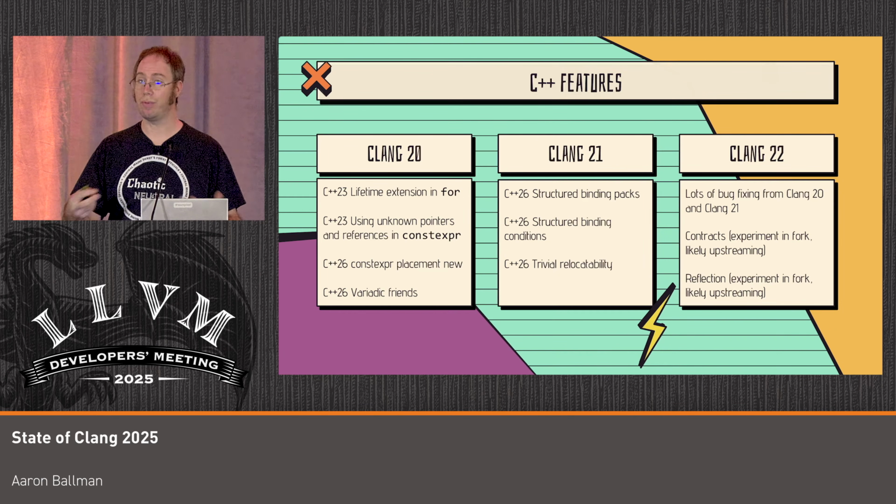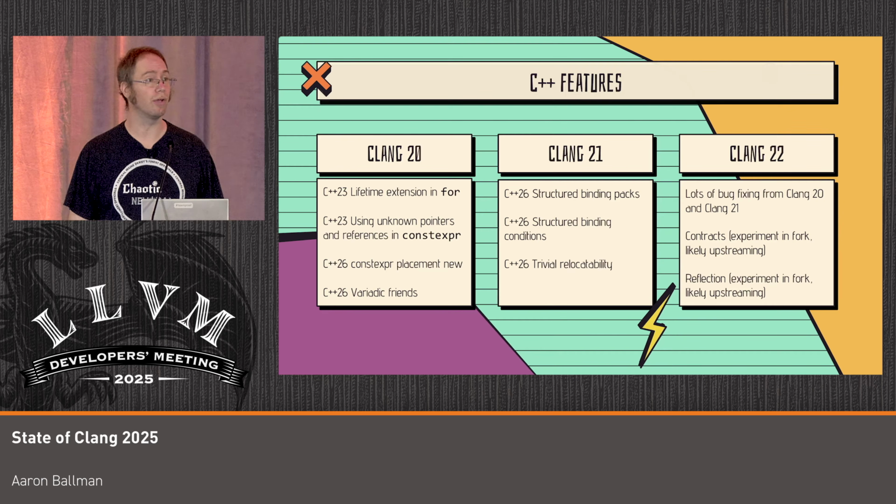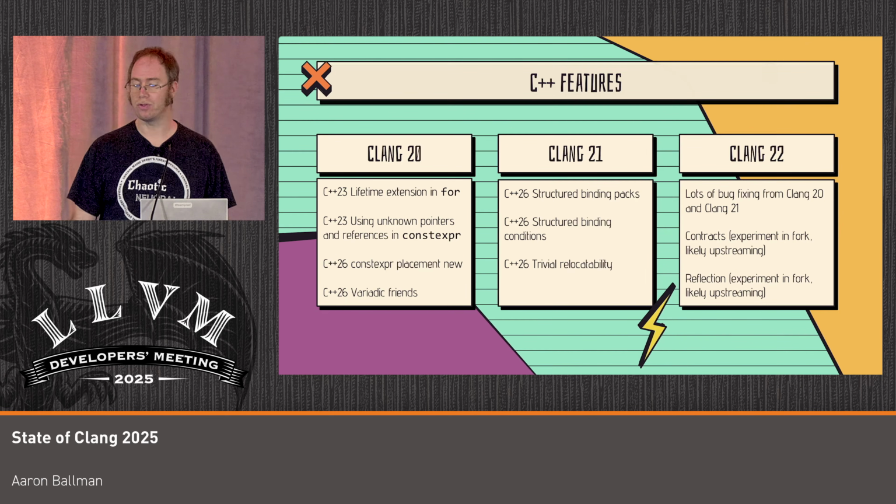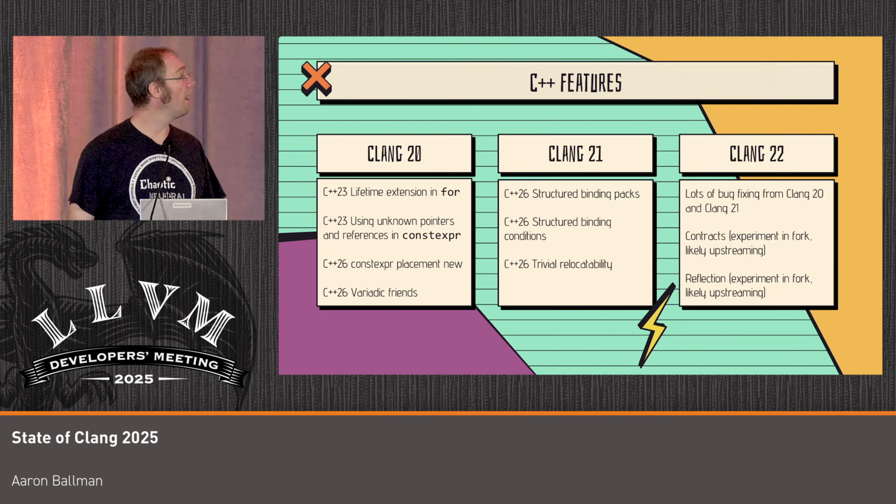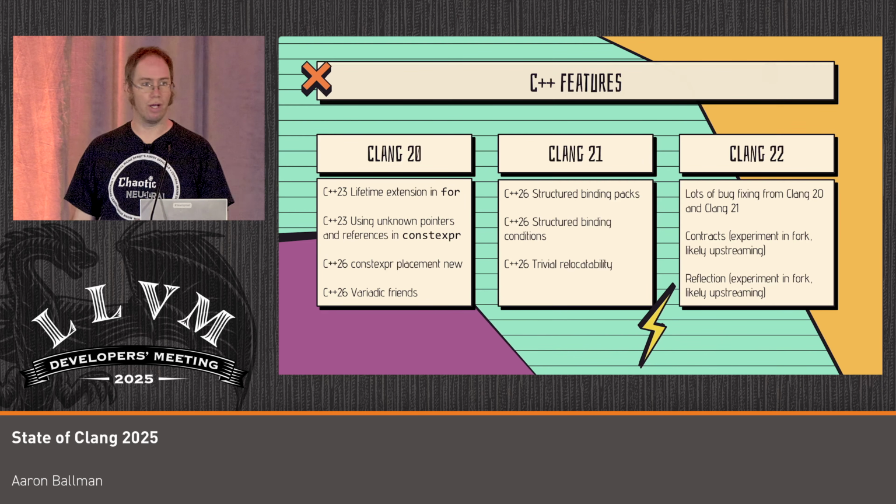They're going to have to do the same thing that the CIR folks did with regards to bringing it in piecemeal. But we do have plans for supporting contracts and reflection. There is almost no chance those will be done for Clang 22, just so we're clear. These are multi-year efforts. These are big projects.